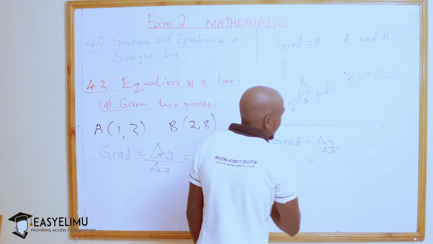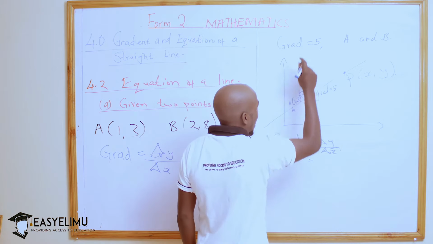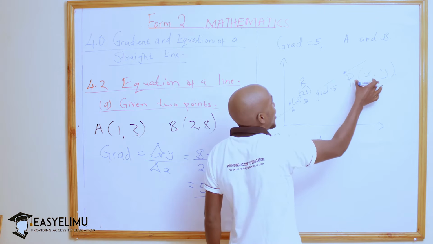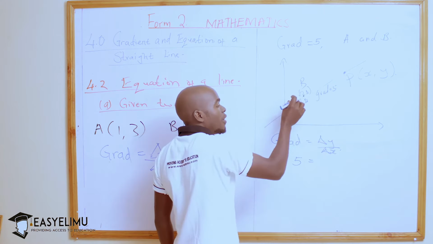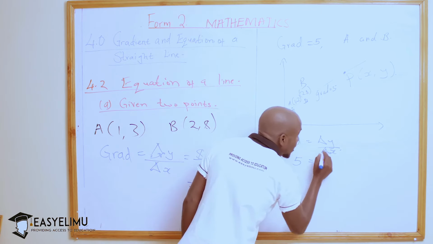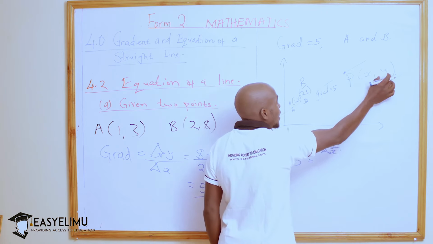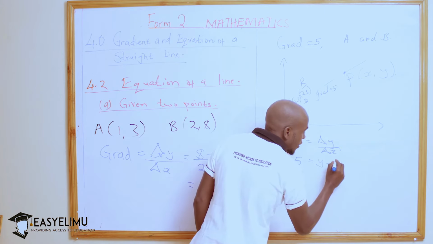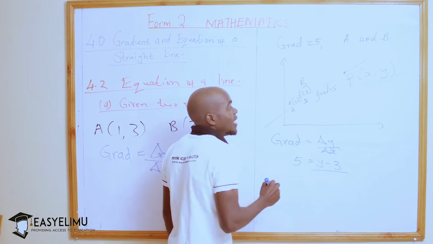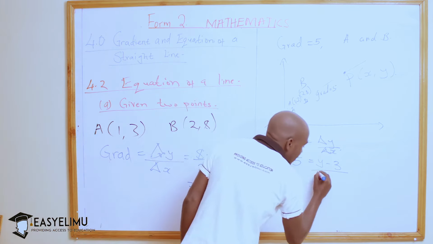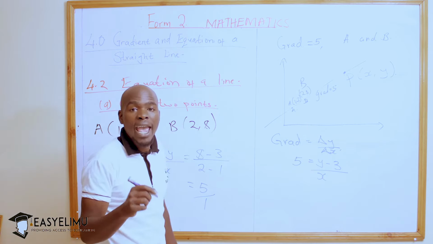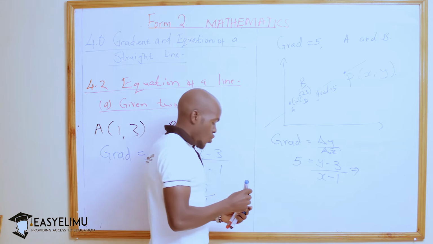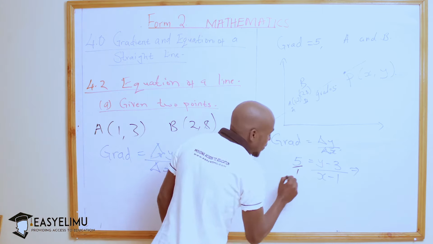So if we choose A, we can say that if we want to find the gradient, which is equal to 5, we can find it by taking the coordinates of P minus that of A. So we shall take the y coordinate in P, which is y, minus the y coordinate in A, which is 3, over the x coordinate in P, which is x, minus the x coordinate in A, which is 1. This is the same as writing 5 over 1.